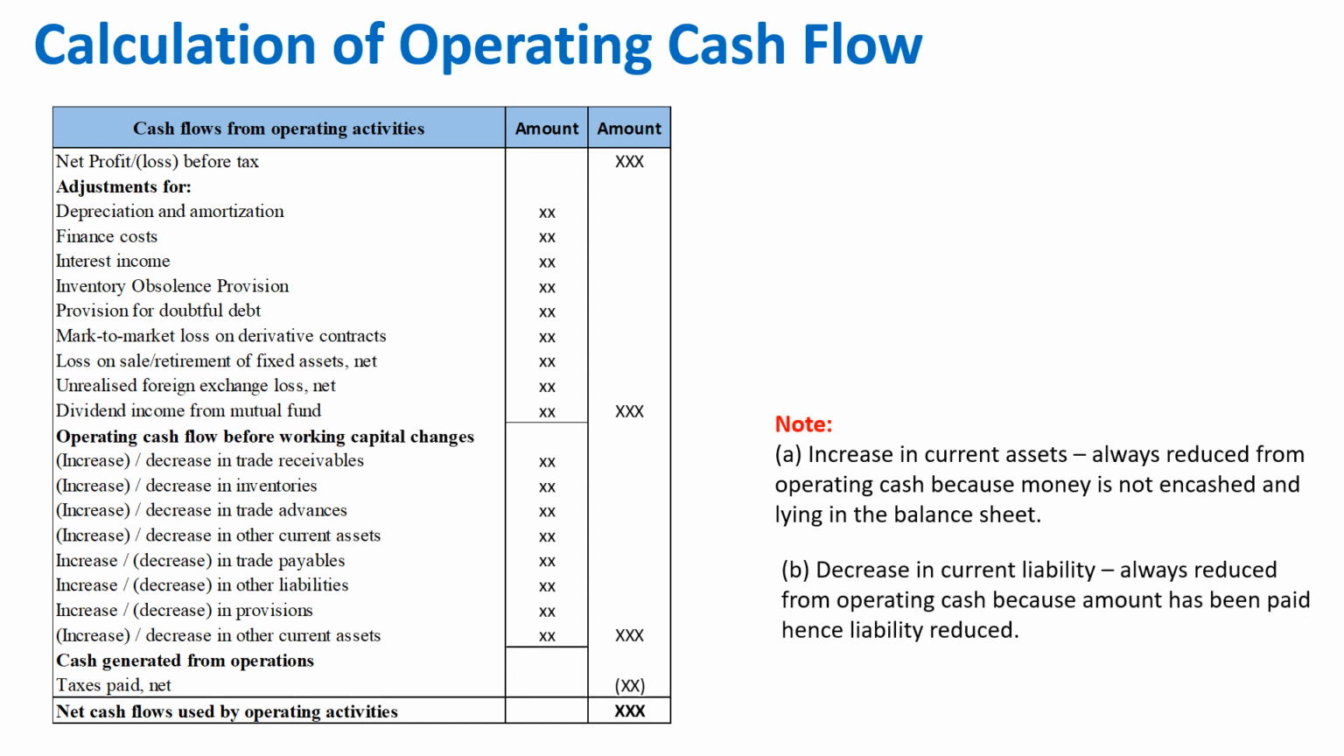Similarly, in the reverse case, a decrease in current liability compared to the opening balance is always reduced from operating cash, because the amount has been paid, hence the liability reduced, right? So I'll show you one example where you'll understand more about how the adjustments are done.